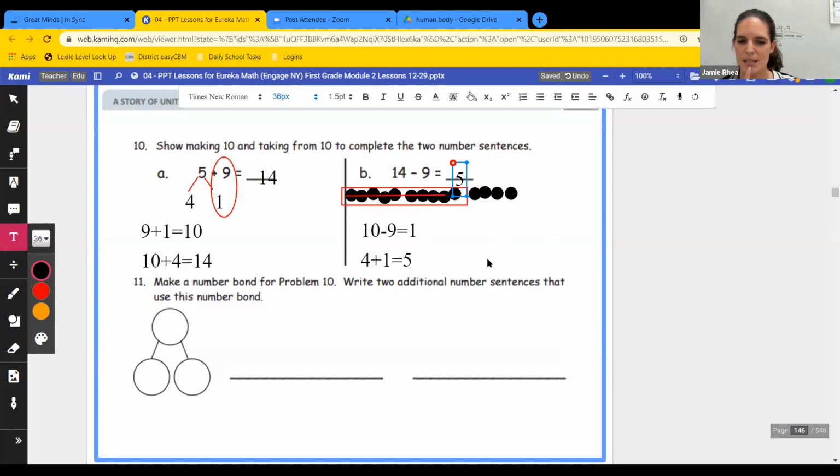Do you notice something? I have 14, 9, and 5 here, and 5 and 9 and 14 here. It's a fact family. Okay, so you should be able to do this. You're going to do 2, 3, 10, A and B, and all of the exit ticket.